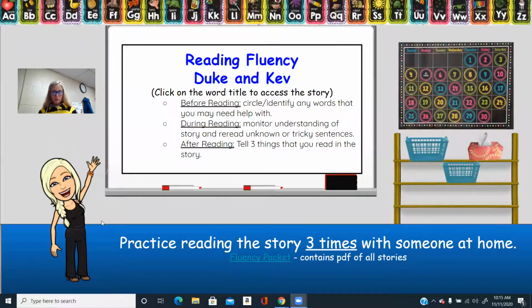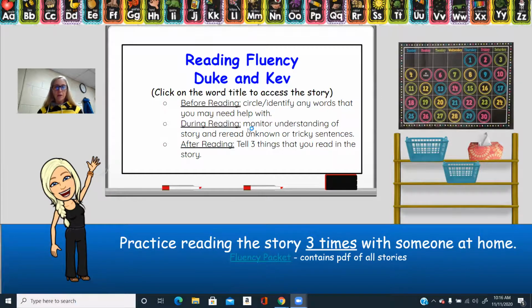All right, make sure that when you're finished, you get out your fluency packet, and we're working on the story Duke and Kev. You're going to be reading this story 3 times. Before you read it, though, I really want you to circle or identify any words that you may need help with. Let's get those out of the way. That will help our fluency and our comprehension.